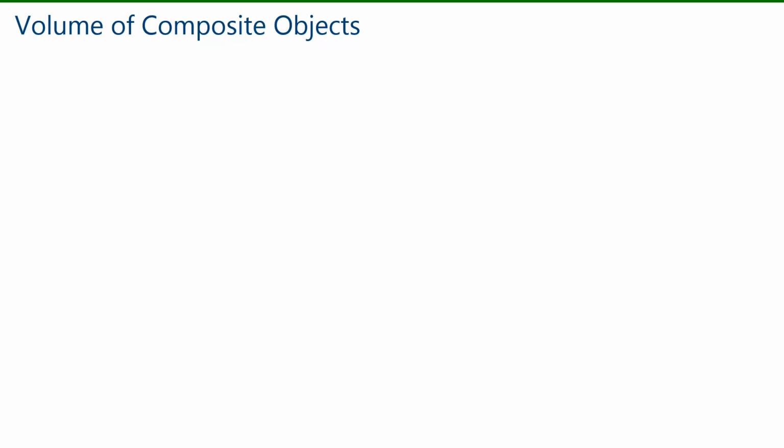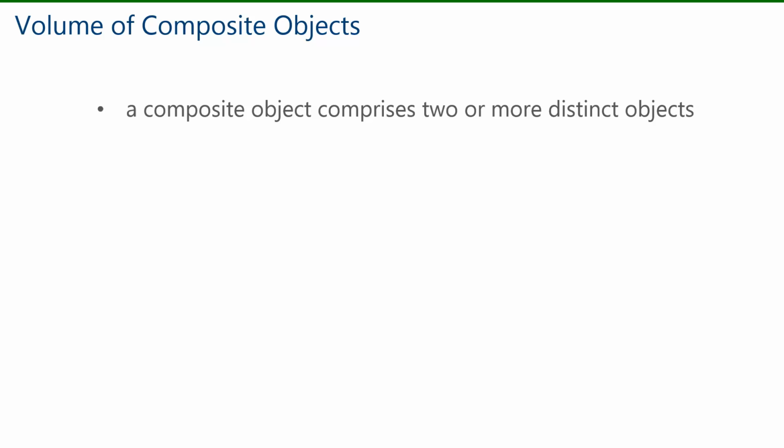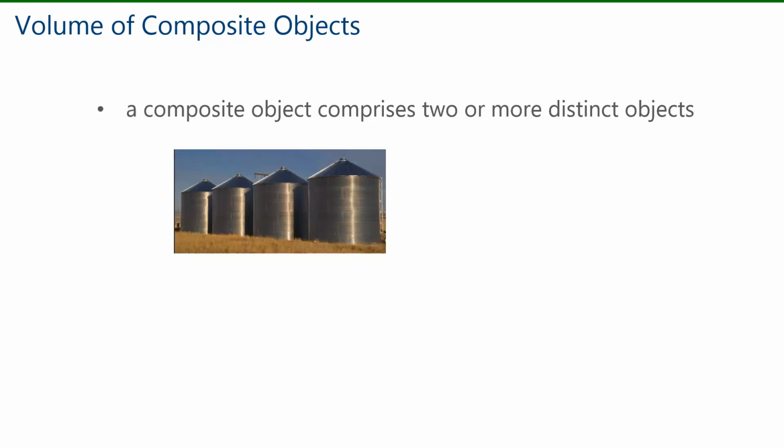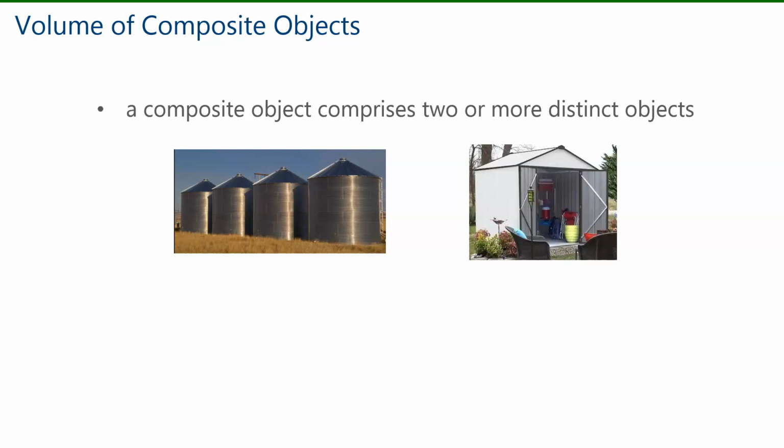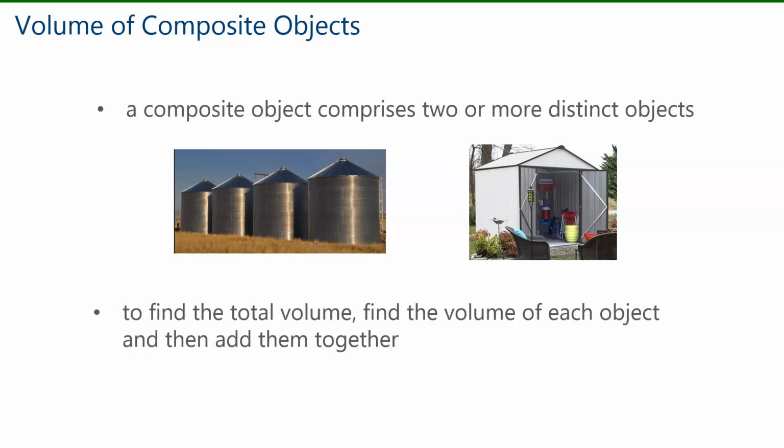Now a composite object is an object that's comprised of two or more distinct objects. So for example, say you have a grain silo, which is comprised of a cylindrical base with a cone top. Or this shed here, which is a rectangular prism with a triangular prism on top. If you're asked to find the volume of either of these objects, you would just find the volume of each object and then add them together.